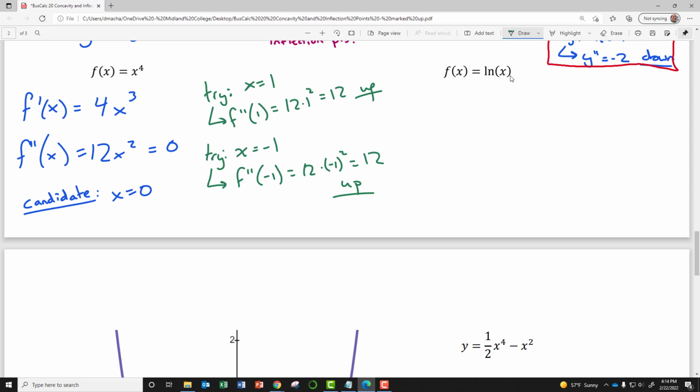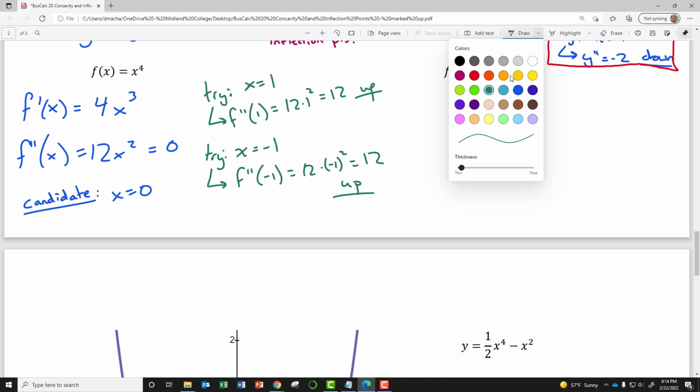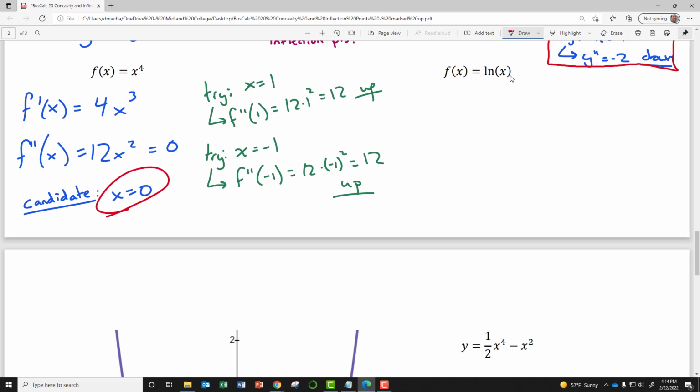So I do have a place where my second derivative is 0. So I do have a candidate for an inflection point. But since we found I'm going from concave up to concave up on either side of that candidate, this is not really an inflection point. Okay, so there's some places where you can have a 0 second derivative, but it's not really an inflection point.